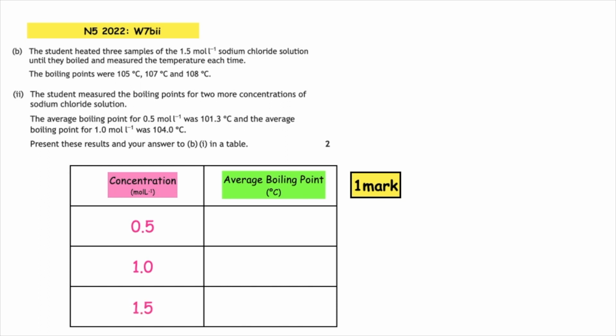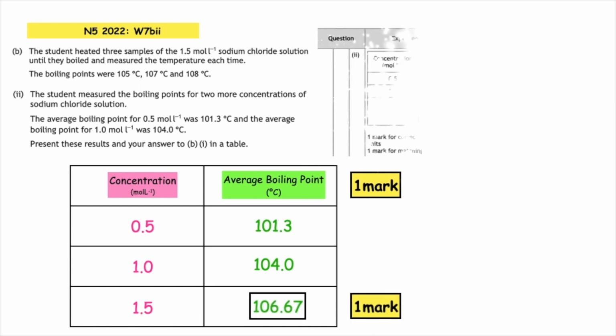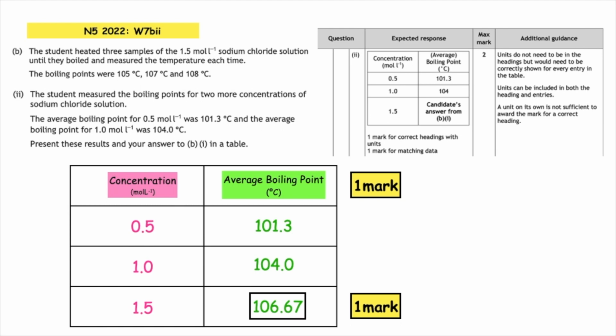For the correct average boiling point, for the 0.5, we had 101.3. And for the 1 mole, we had 104. And for the previous question, whatever you got for your answer, in this case for us, it was 106.67 degrees Celsius, and those will get you your 2nd mark.